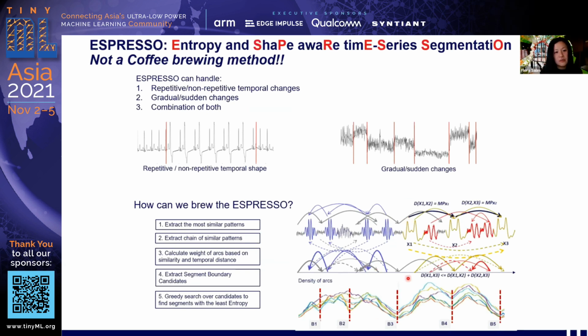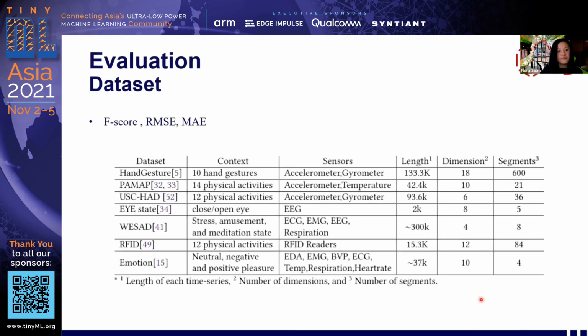We extracted the most similar patterns, and then we come up with candidates of boundaries that can indicate change points. Based on a greedy search over those boundary candidates, we find segments with the least entropy. We found, for example, here, the most likely change points across this channel. And then we evaluate that.